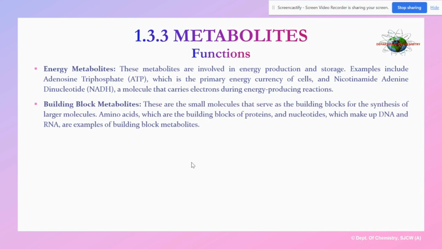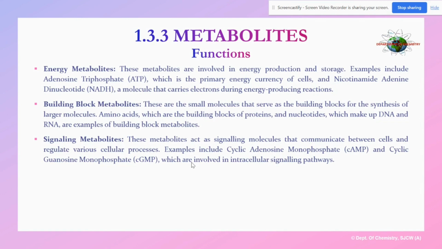Then you have the building block metabolites. These are the small molecules that serve as the building blocks for the synthesis of larger molecules. Amino acids, which are the building blocks of proteins, and nucleotides, which make up DNA, are examples for building block metabolites. There are the signaling metabolites. These metabolites act as signaling molecules that communicate between cells and regulate various cellular processes. Examples include cAMP and cGMP.